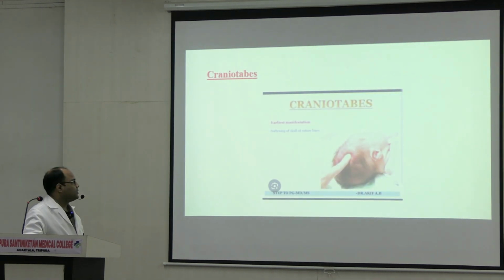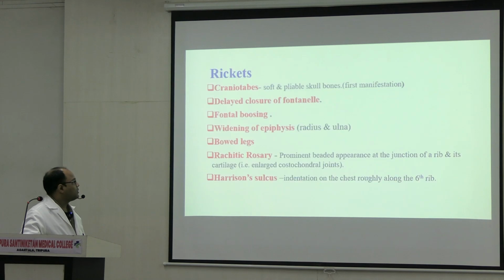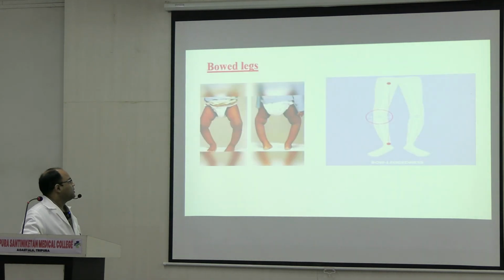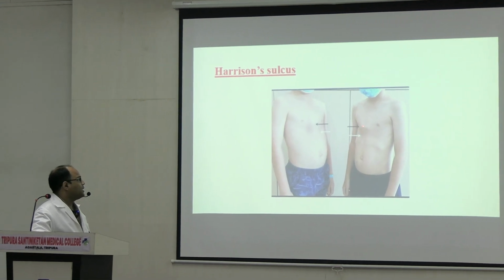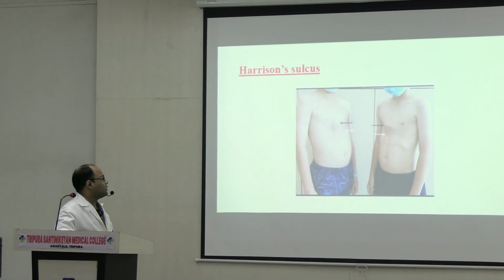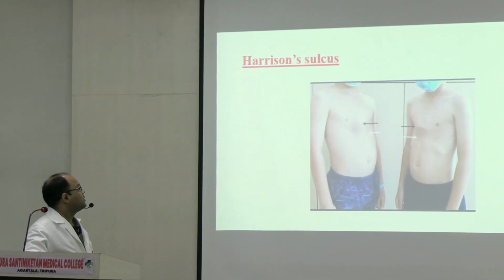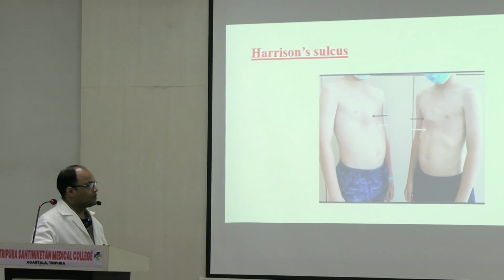This is craniotabes. Just pressing the finger, it goes inside. This is called craniotabes. Harrison sulcus. There is an indentation of the chest, roughly at the sixth rib. Look at this. Sixth rib area. Indentation is there. Harrison sulcus.